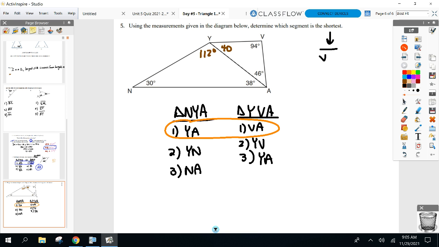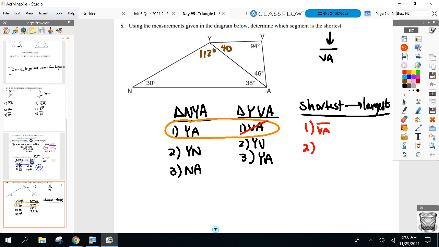It's VA. And ready, honors kids, for your challenge question? Do you think you can rank all of them for me, shortest to largest? Could we do it? Shortest to largest. We already know VA is the winner, shortest. VA's out. What's got to be next? Keep looking at your rankings.